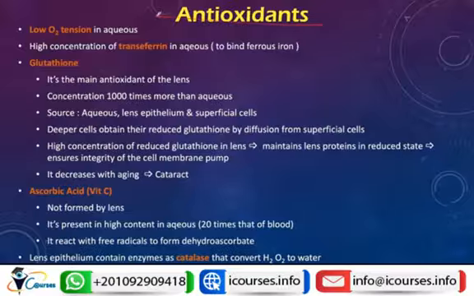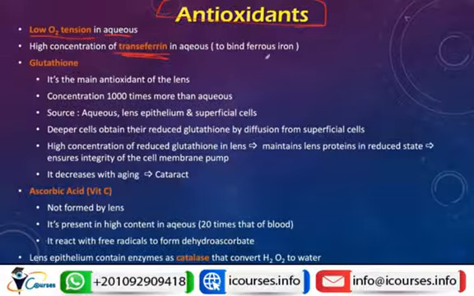So this is one of the major slides in this lecture: what are the antioxidants inside the lens, and how do they prevent the oxidative damage of the oxygen free radicals? First of all, the first antioxidant is the low oxygen tension in the aqueous, so that the lens is not exposed to a high tension of oxygen, which would cause damage to the lens. The second thing is a high concentration of transferrin.